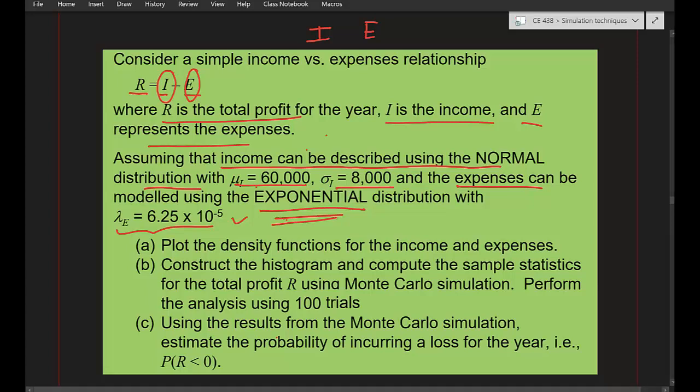Now the first task is to plot the density function for the income and expenses. So we want to plot first how this income and expenses look, and we know the probability distribution because income is basically normally distributed. So this income follows a normal distribution with a mean of 60,000 and a standard deviation of 8,000. So let us plot this using an Excel sheet.